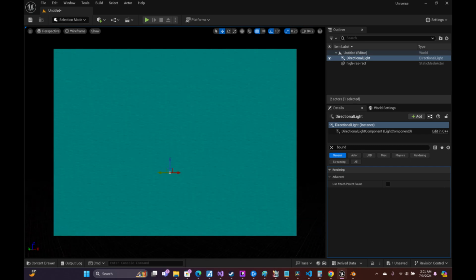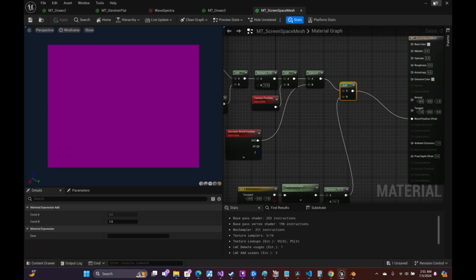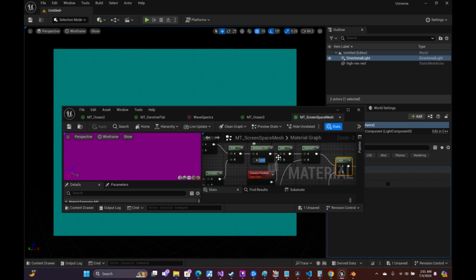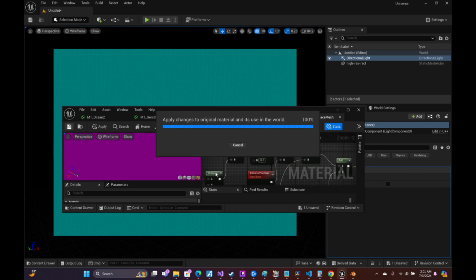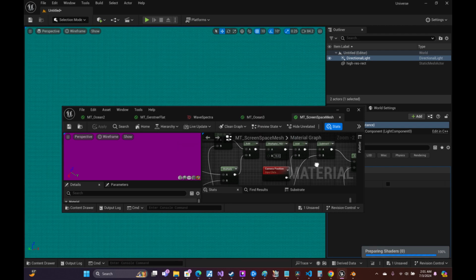Cool. All right, so we got our mesh locked to our camera. I'm not sure how to make it wider. Oh, you know what? That's probably that 12 value he was talking about. I bet. Yep. All right, that's it.